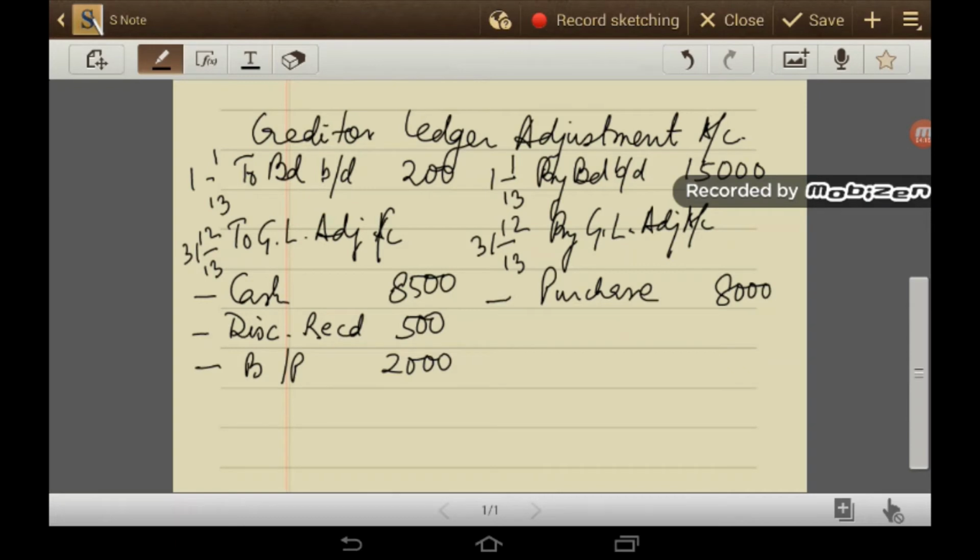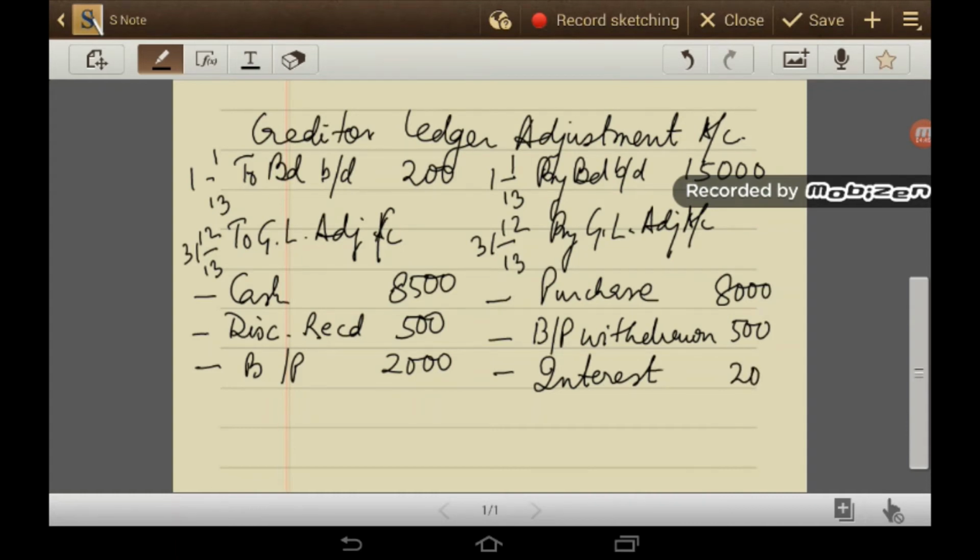Next item is bills payable withdrawn. So here the journal entry will be general ledger adjustment account debit to creditor ledger adjustment. So BP withdrawn is 500. Next is interest charge. Interest that will be charged will increase the amount of creditor. So general ledger adjustment account debit to creditor ledger adjustment. So interest charge is rupees 20.